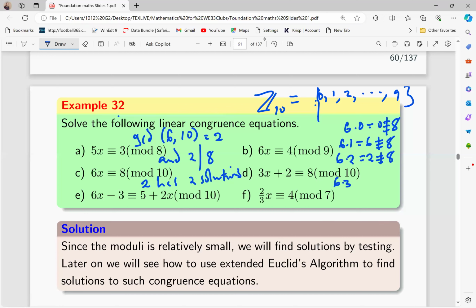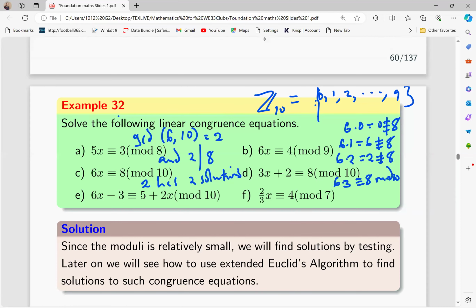We test 3. This would be 18. 18 mod 10. The remainder is what we write, is 8. So this is a solution. 3 is a solution. That is one of the solutions. Let's test 4. That will be 24. Mod 10, this will be 4, which is not congruent to 8.